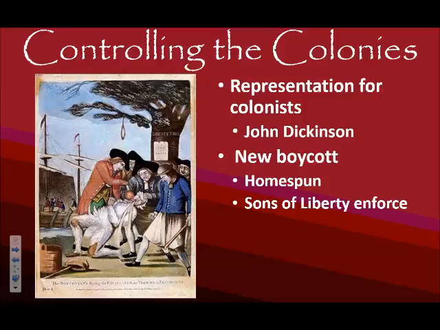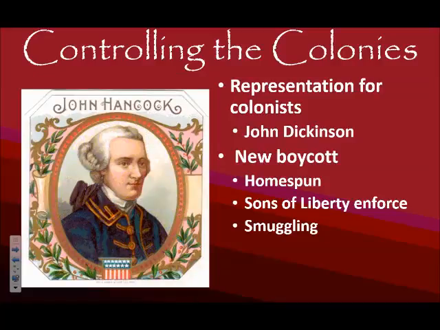Another thing that will result from this boycott is an increase in smuggling. And one of our founding fathers, John Hancock, he made his money through smuggling. So some people are really going to benefit. The colonists are going to be able to get the products that they want and need, but it is doing it by skirting the law.